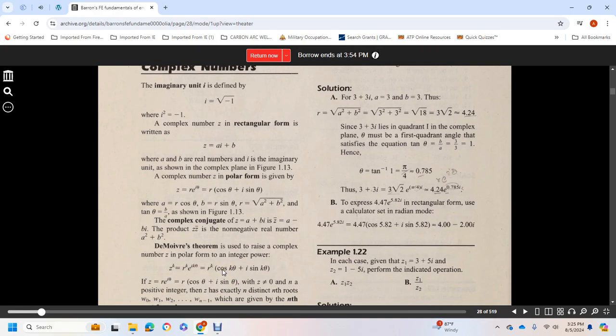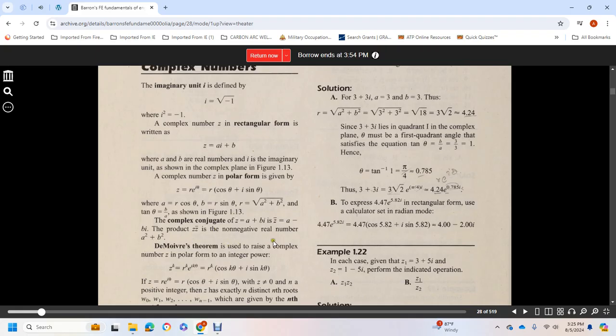The complex conjugate of z is equal to a minus bi. As z is equal to a plus bi, the product of z and its conjugate is a non-negative real number. The conjugate of z is a minus bi, and the product of z times its conjugate is a non-negative real number, a squared plus b squared.